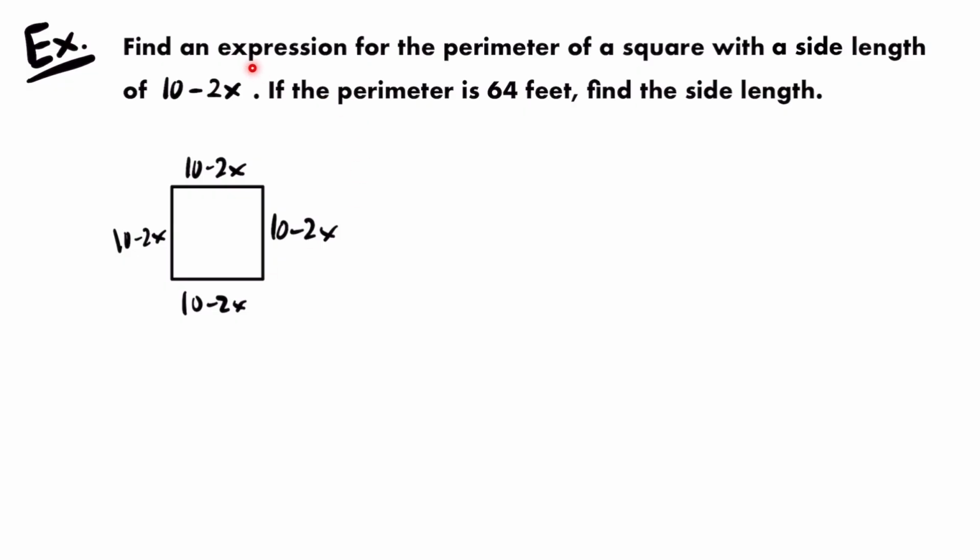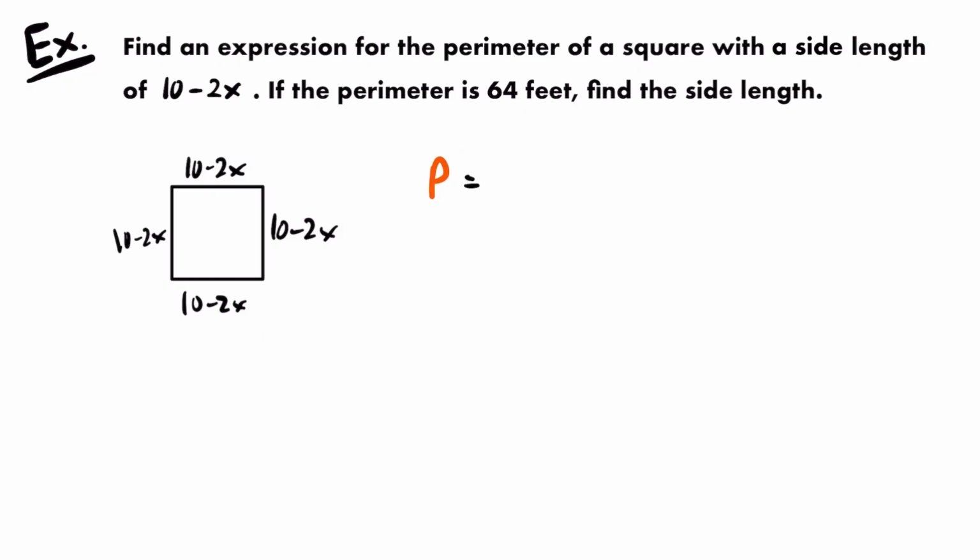So if we want to find an expression for the perimeter of this square, what we would want to do is add up those 4 sides of the square. But there is a quicker way to do that. We don't have to write that the perimeter P is equal to 10 minus 2x plus 10 minus 2x plus 10 minus 2x plus 10 minus 2x. We don't have to do that.